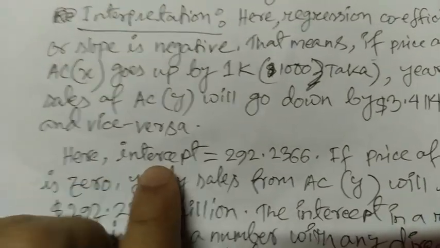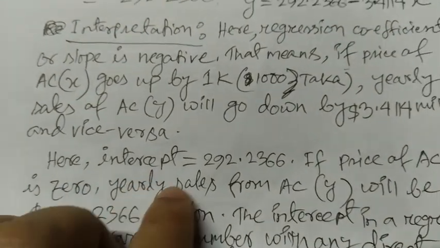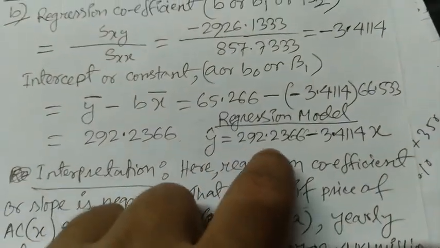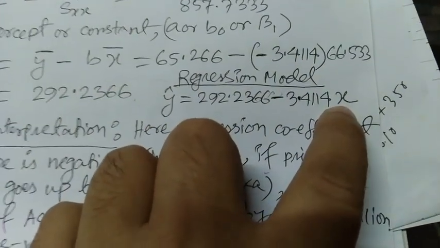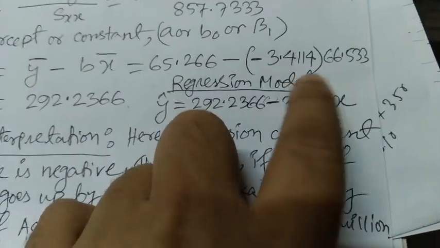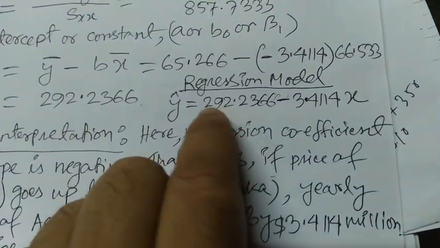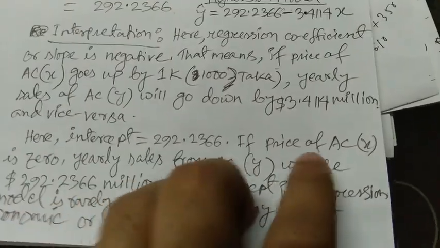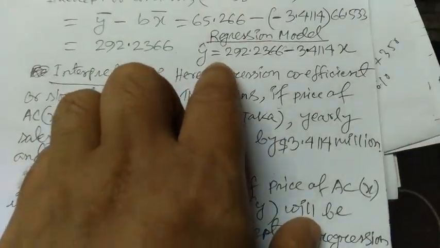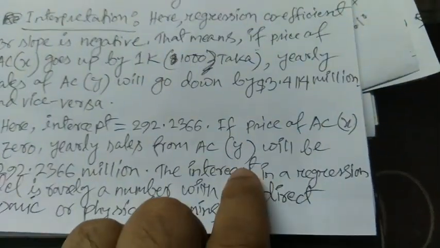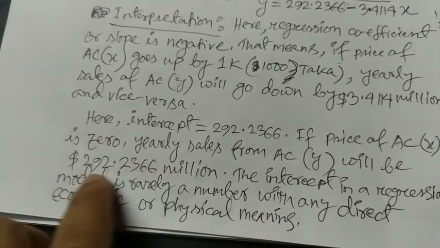Right. Now let us interpret the intercept. The intercept is 292.2366. That means if the value of x is 0, this term multiplied by 0 is 0, and in that case the value of y is this much. Intercept means if the price of AC, that is x, is 0, yearly sales from AC will be this much. That means yearly sales from AC will be this $1 million.